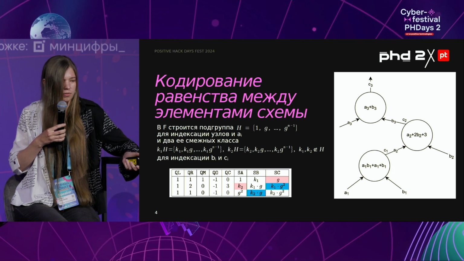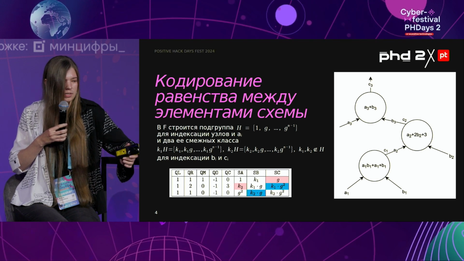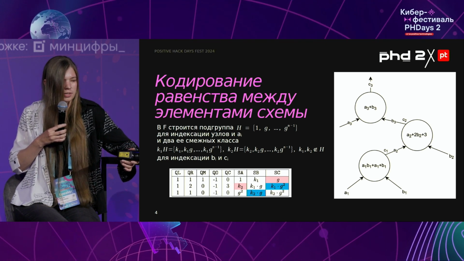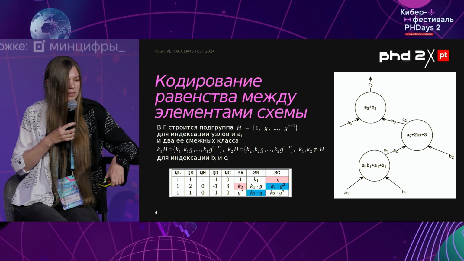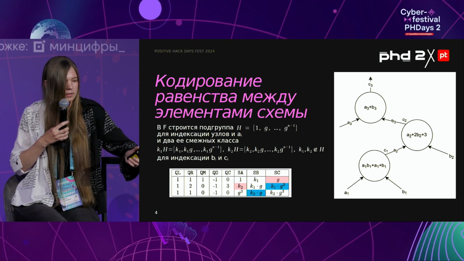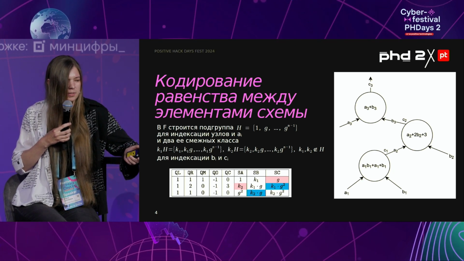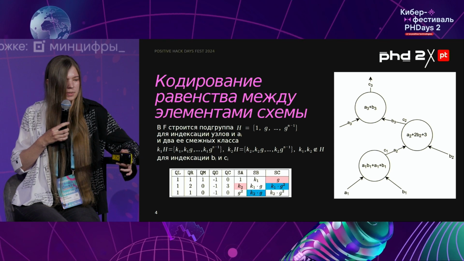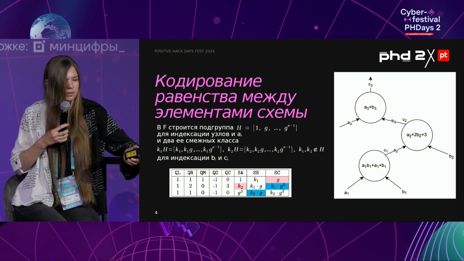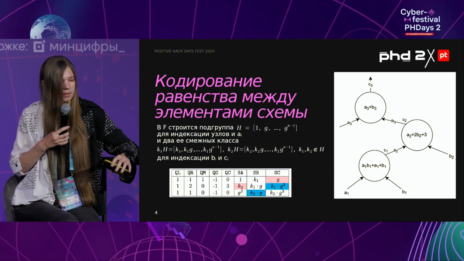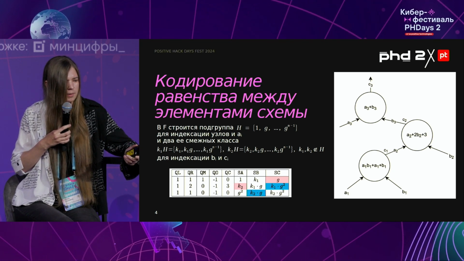The H subgroup is used to index the nodes and left inputs. It has two classes that are used to index the right inputs and outputs. Here in this chart, the equality between inputs and outputs are expressed in SA, SB, and SC. The elements that are not touched upon with these ratios are highlighted in white.